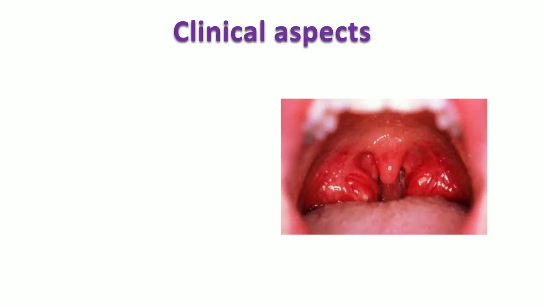So coming to the clinical aspects, inflammation of the tonsil is called tonsillitis. Mainly what happens, it helps to trap the microorganisms, so it itself might get inflamed due to infections. It might be bacterial or viral infections, and it gets enlarged and reddish in nature. That is called tonsillitis. The tonsillitis might also spread to the pharynx as pharyngitis.